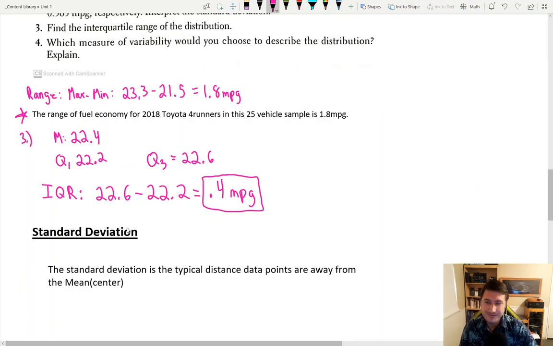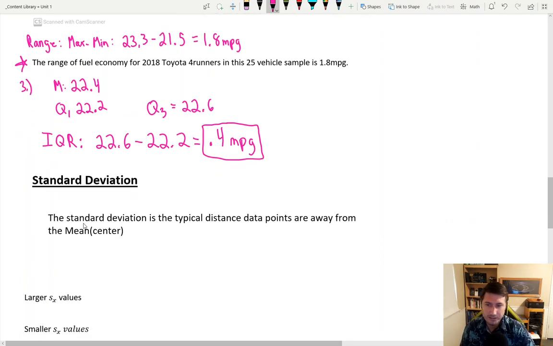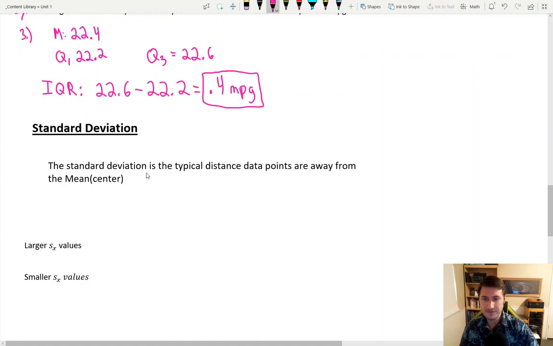So standard deviation now, our third measure of spread, okay? This is the weirdest one, but it's also in many ways the most important. So the standard deviation is this magical number that is the typical distance data points are away from the mean, or the center. Probably want to write that down.